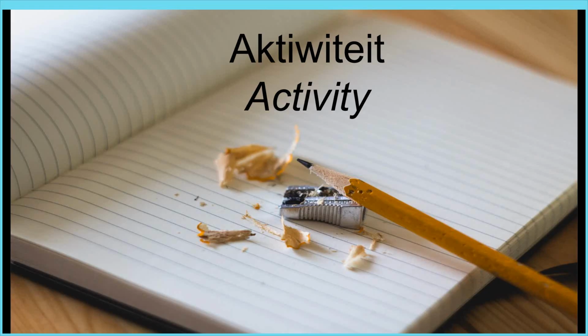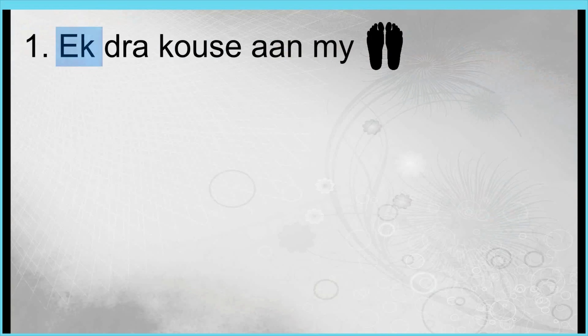For this activity, you need to find the Afrikaans name of the picture that can be found in each sentence. Your knowledge of the body lesson will come in handy here. Ek dra kouse aan my, and then you need to find the Afrikaans word of that picture.